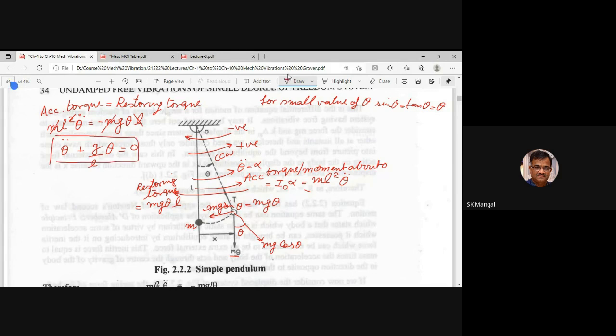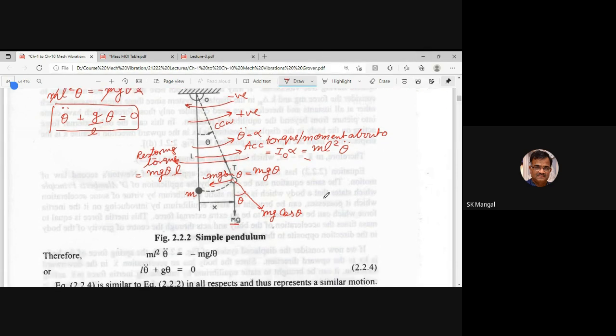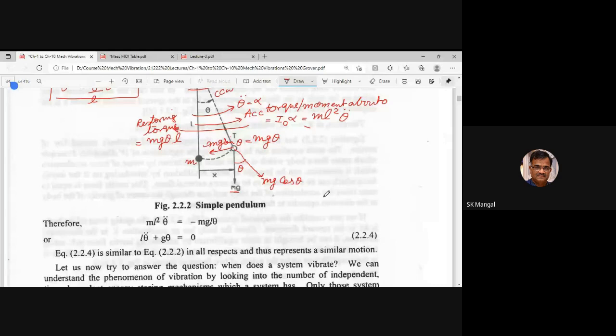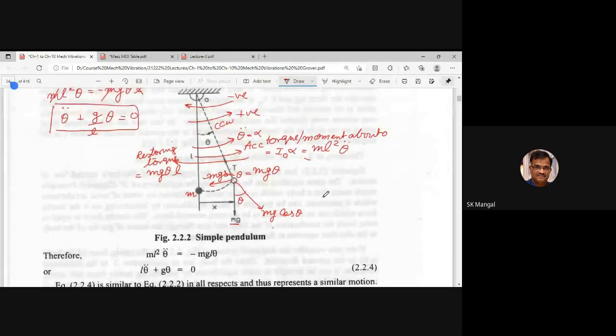So is it clear now? So you are getting this equation, theta double dot plus g upon L into theta.